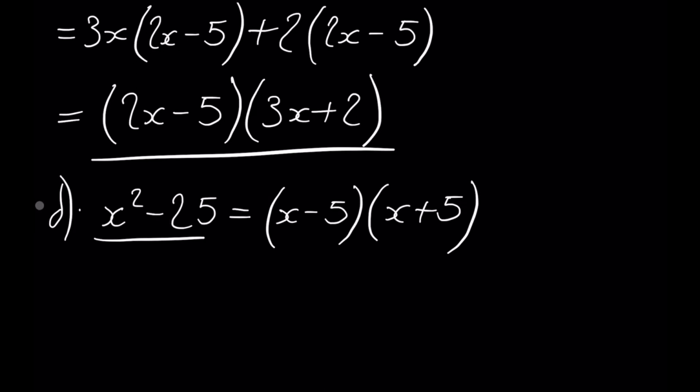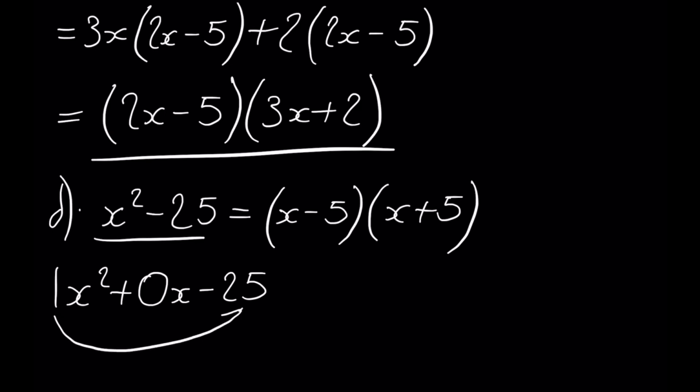So let me show you how this would be done normally. So x squared minus 25 is the same as x squared plus 0x minus 25. And again, 1 times minus 25 is minus 25.